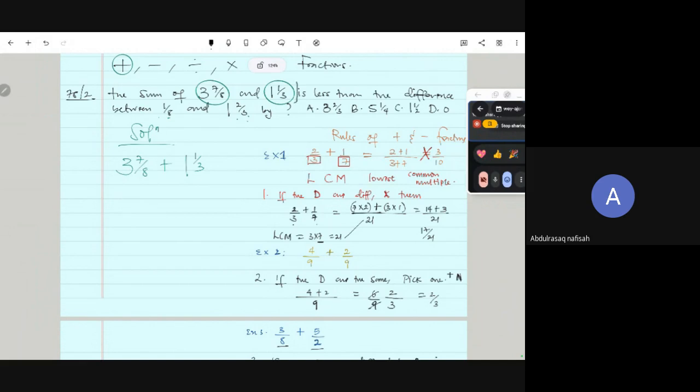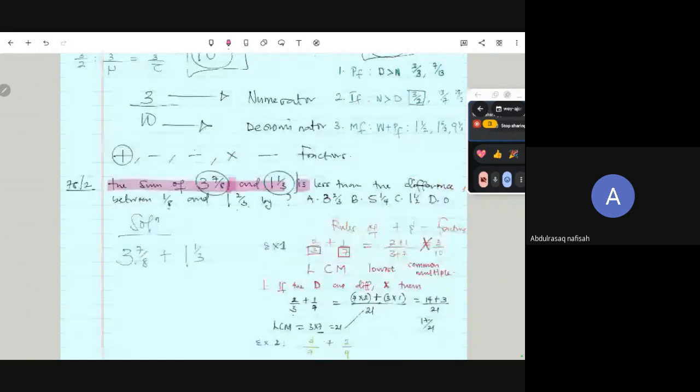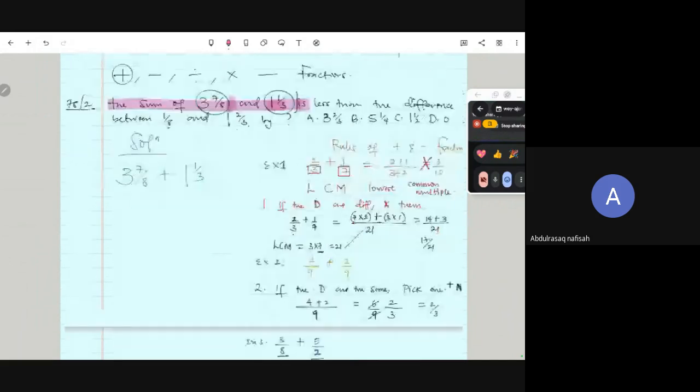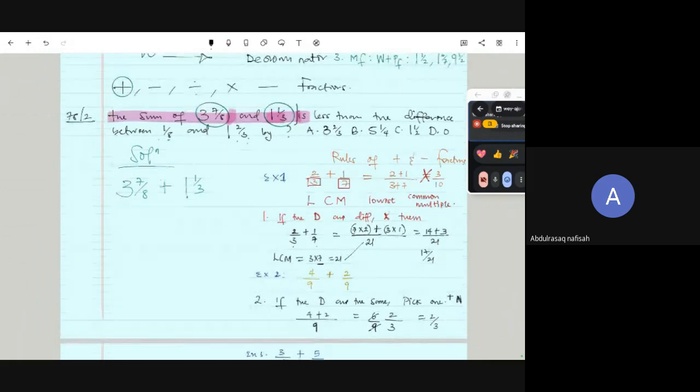This part that says the sum of, I want to focus on this first. I want to get that sum. Now, let's add these two together. We can add it by adding the whole numbers, 3 plus 1, separately like this, then 7 over 8 plus 1 over 3 like this.